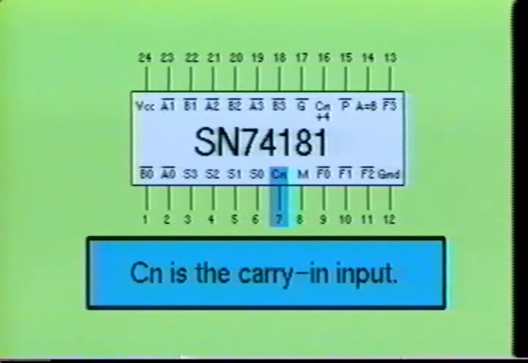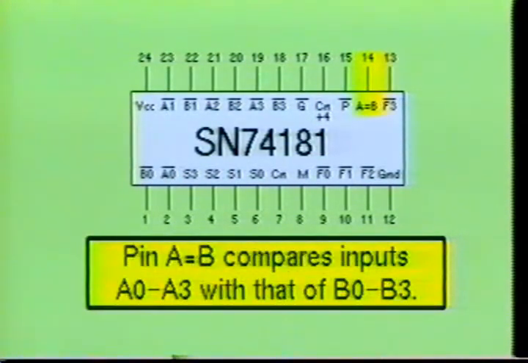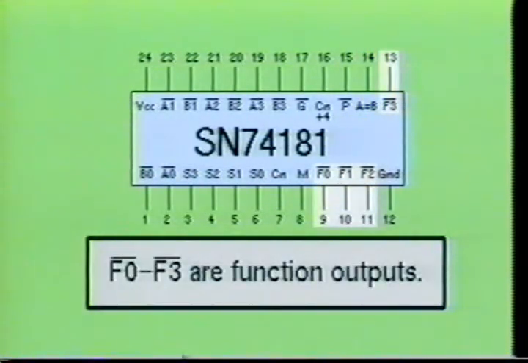The pin labeled CN is the carry-in input, and the pin labeled CN plus 4 is the carry-out output. The pin labeled A equals B is a comparator output, and the pins not F0, not F1, not F2, and not F3 are function outputs.